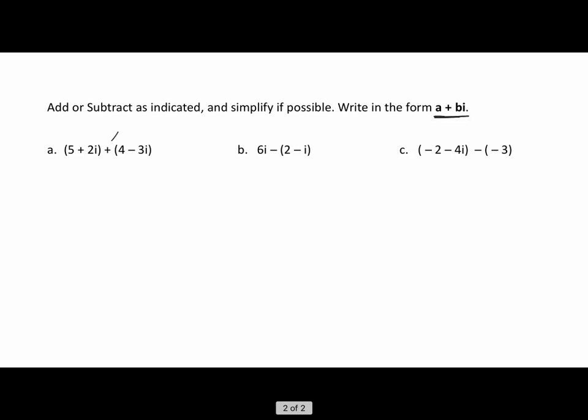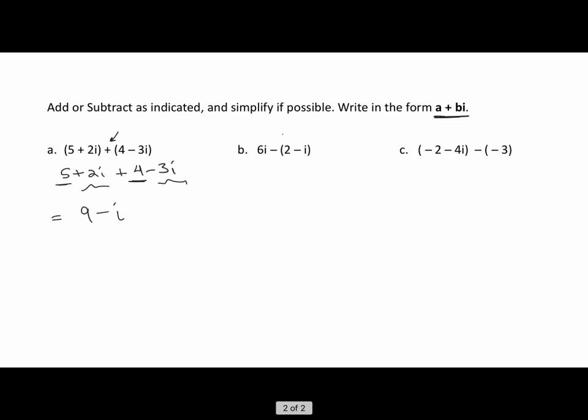So for example a, I can see there's a plus sign between these two complex numbers, so I'm going to get rid of the parentheses. And then I'm going to combine like terms. So for the real number part, 5 plus 4 is 9. And for the imaginary number part, I have 2 i's minus 3 i's. So 2 minus 3 is negative 1 i altogether. And that's written in the a plus bi form.